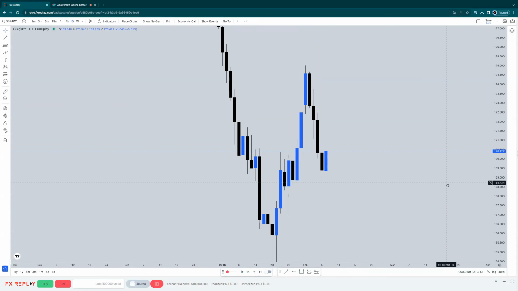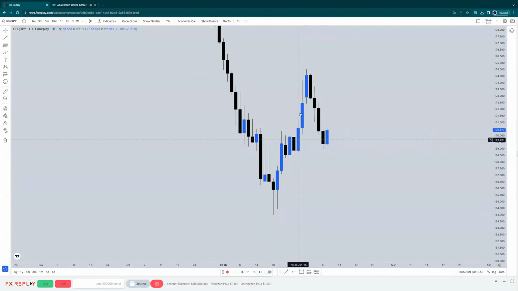Okay, so what do we see here? Well, we can see that we had this bullish push up, price has reacted up here, and we've had 1, 2, 3, 4 bearish days. Okay, so that leads us to believe that on the Monday we probably will see some sort of move up.